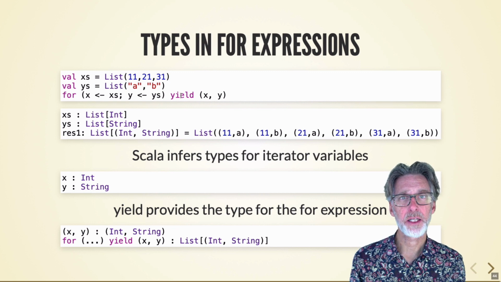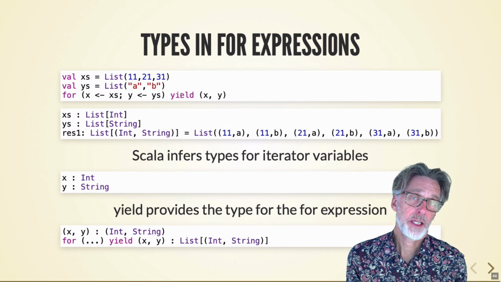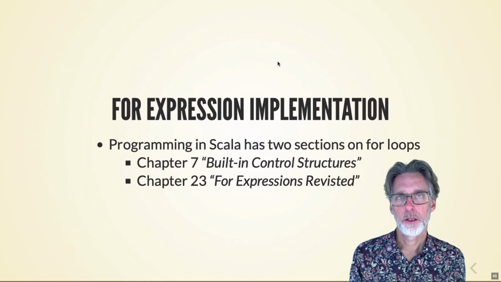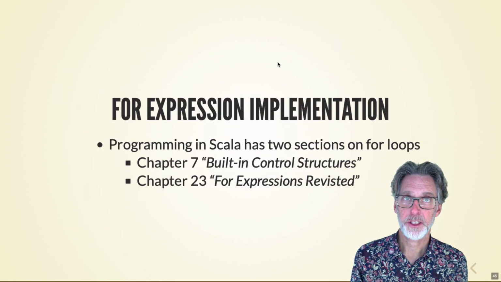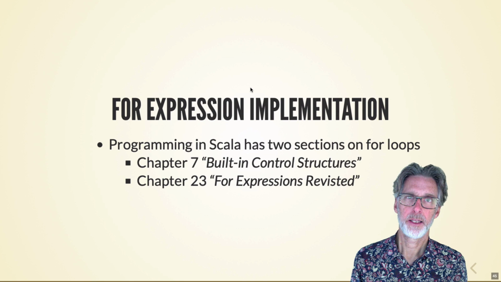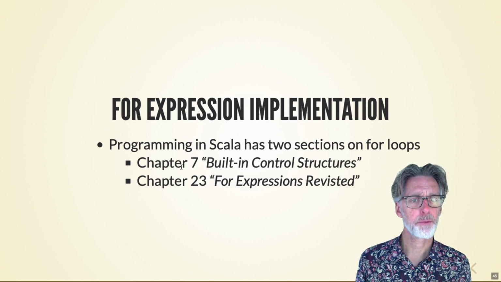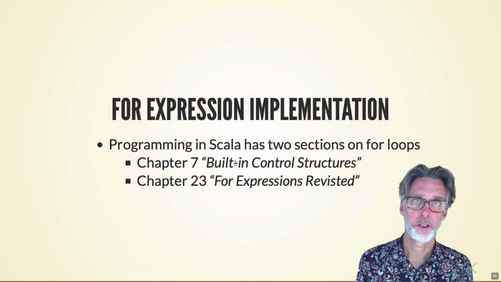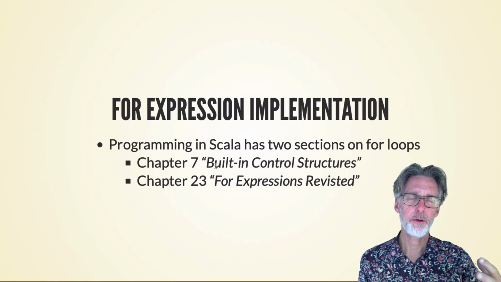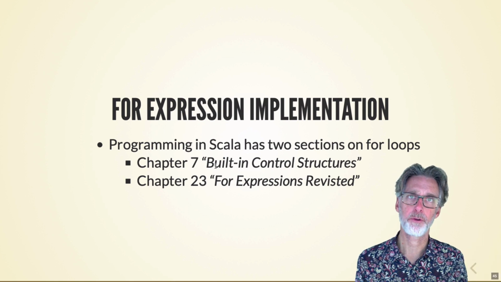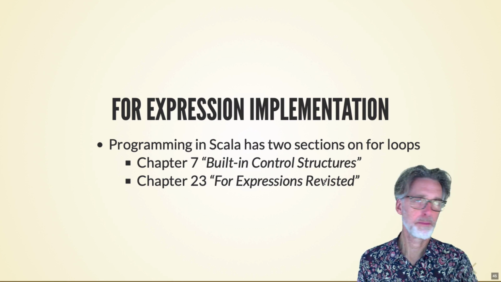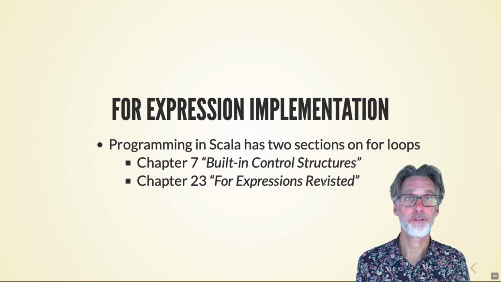If there's no yield statement in a for expression, what's its type going to be? Unit, because in that case, it's a for each. For loops in Scala are very interesting and very powerful, and it's mentioned in 2 places in the textbook. The brief introduction to for loops you'll find in chapter 7 on built-in control structures. But for a really deep dive in how Scala actually implements for loops, how it translates them into these functions that I provided you in this lecture, you can read For Expressions Revisited. This is only for those of you that are interested, but the subject is fascinating.